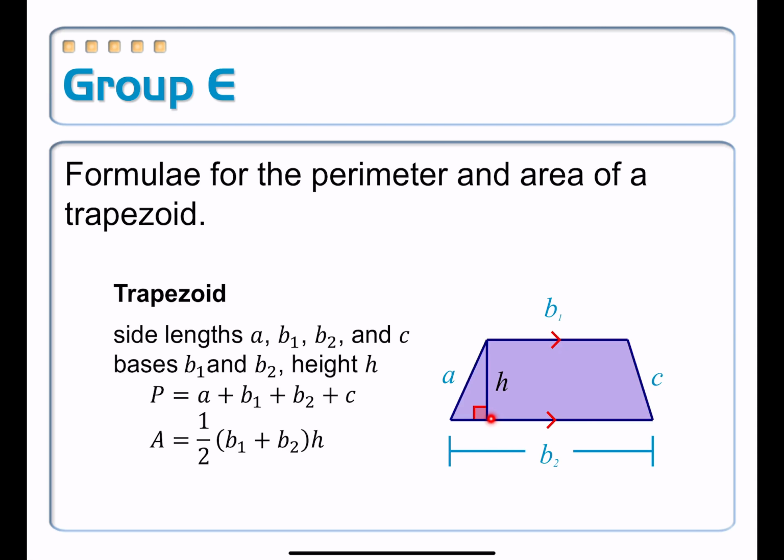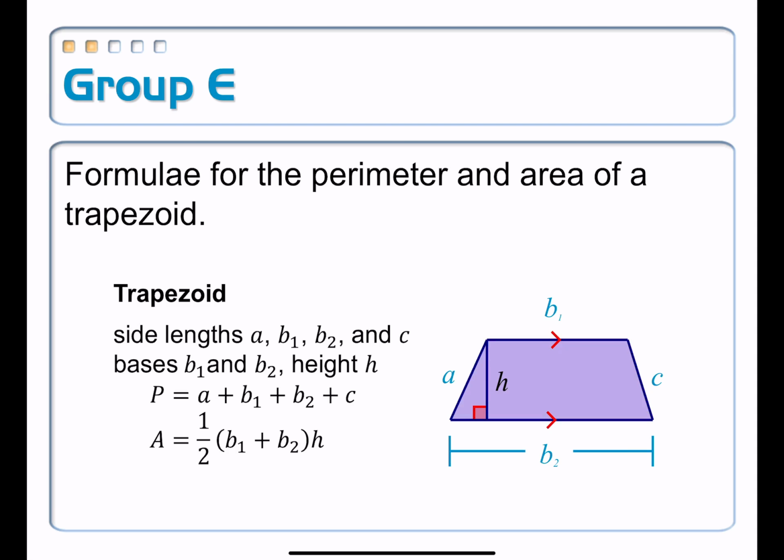It makes a right angle with both the bottom and the top, the two bases. That's perpendicular, right? Now, it's not marked up here that it makes a right angle, but it definitely does. It's still perpendicular to the other base.